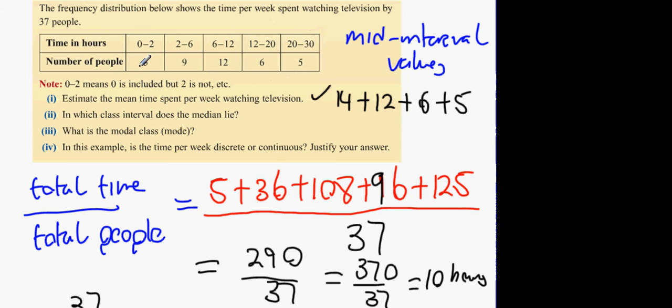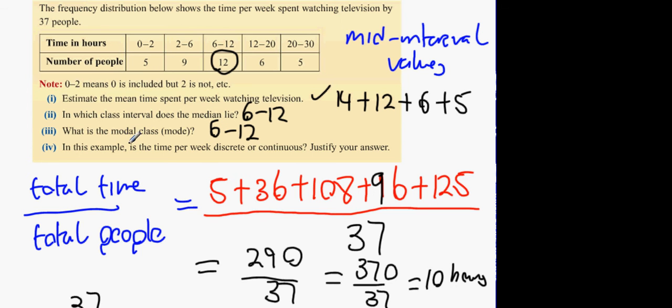The first 14 are below 6. 14 to 26 is located from 6 to 12. This means number 19 is located in this region, so the answer is the 6 to 12 region. So the median lies in 6 to 12. The modal region is the most common region, which is 12, which is still 6 to 12.